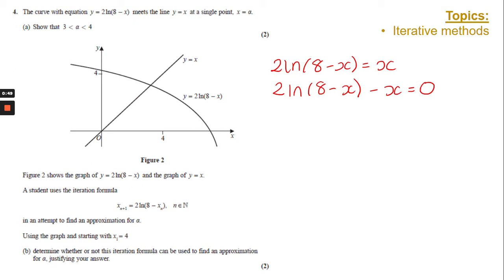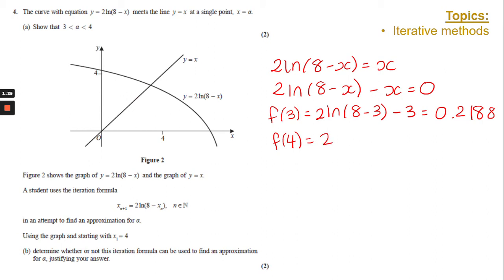Now we're told that they meet at a single point where x is equal to a, so it's telling us that a is between 3 and 4 and we need to show this. So if we substitute into our function f(3), we can put this 2 ln(8 minus 3) minus 3 into our calculator to get a value. So this will give me 0.2188.